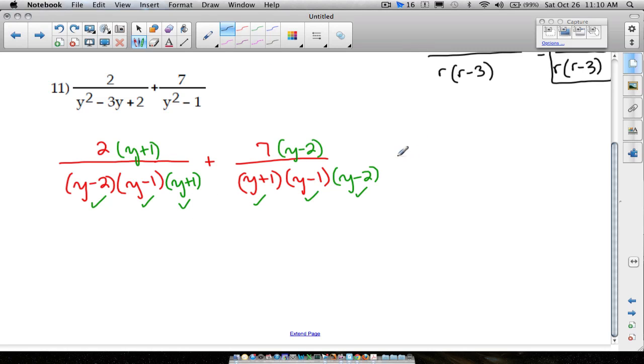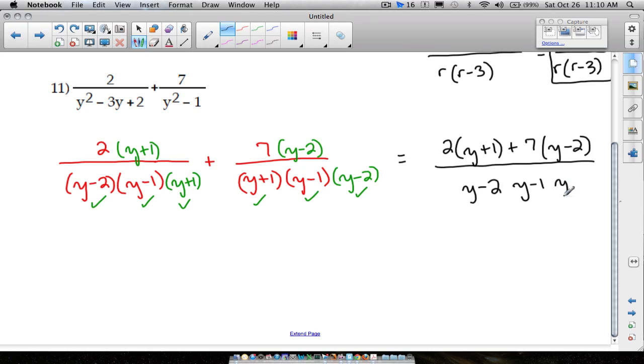Therefore, our next step, we can go ahead and combine these numerators together: 2 times y plus 1 plus, be careful there, 7 times y minus 2. And this is all over, we can leave all this bottom stuff alone. But remember, you only write that common denominator down one time. You don't want to write all this down. So we have y minus 2, y minus 1, y plus 1. Doesn't really matter what order you put those in.